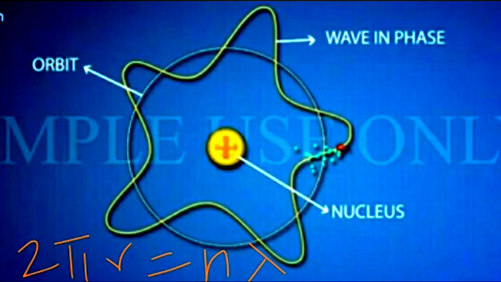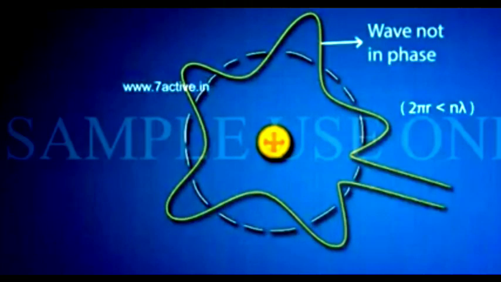Or else you can say the circumference is equal to integral multiples of the wavelength. That means 2 pi r is equal to n lambda. If 2 pi r is equal to n lambda, the electron can exist in phase, or else it can revolve around the nucleus in a particular orbit or stationary path. Suppose 2 pi r is not equal to n lambda, the electron cannot exist in space. If 2 pi r is less than n lambda, the electron will be out of space. Or else if 2 pi r is greater than n lambda, the electrons collide with the nucleus.